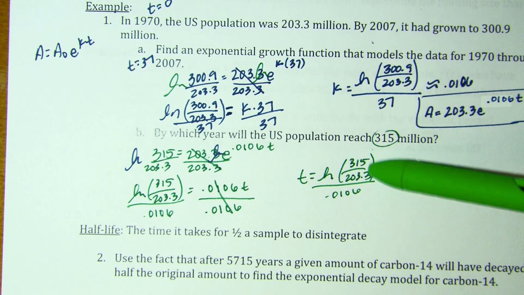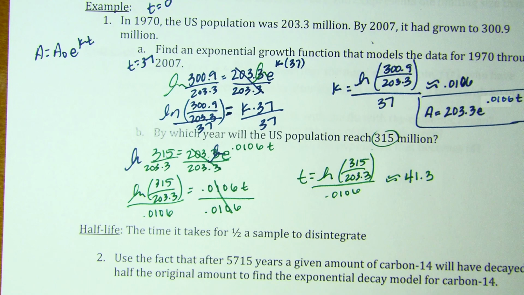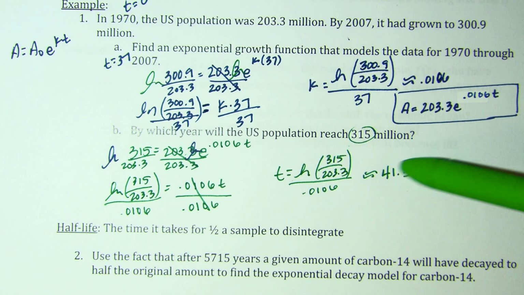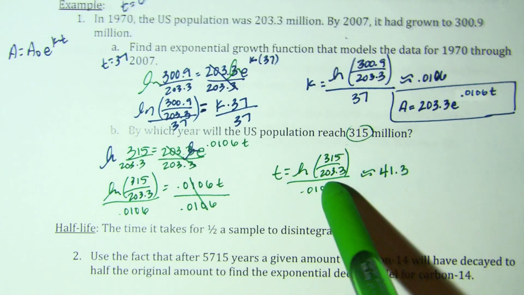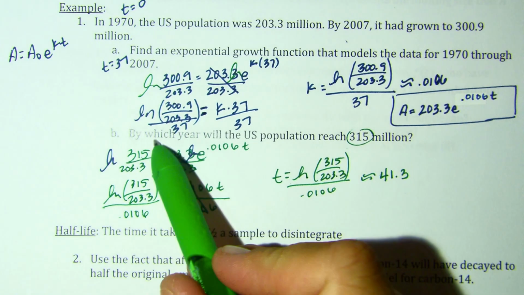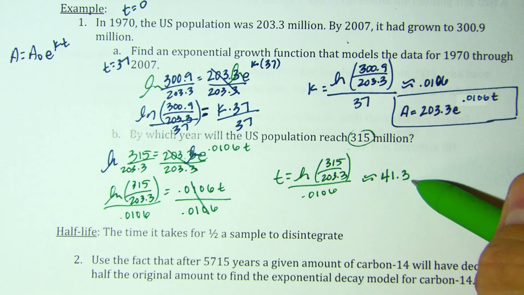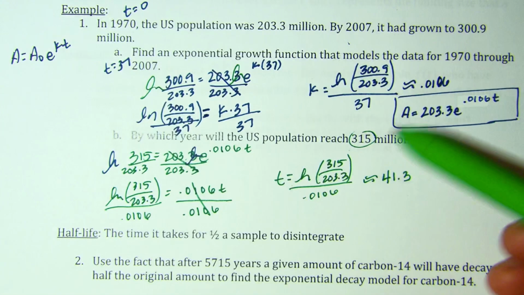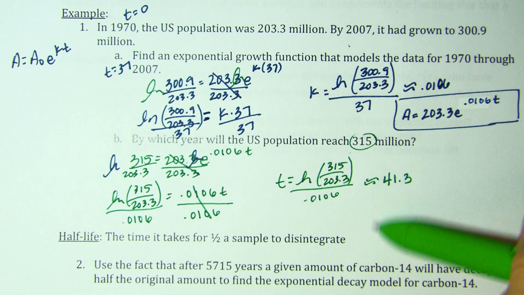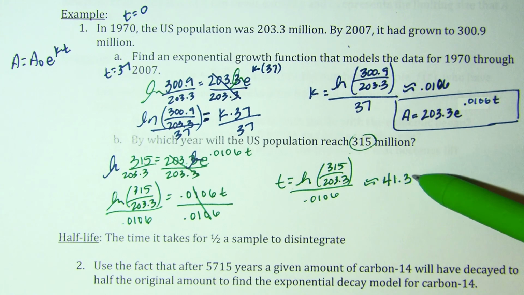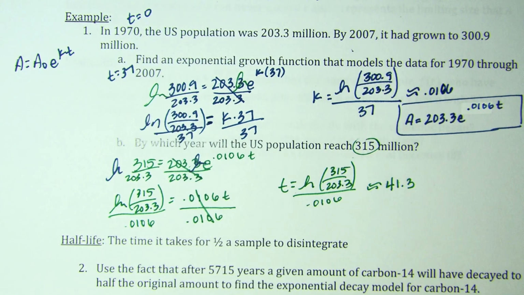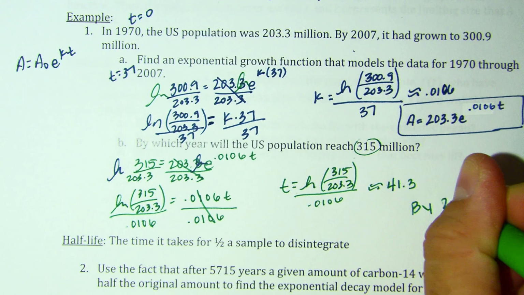Now, first, I want you to write the exact answer in these types of questions too. In part 9 of the videos, I mentioned that I wanted to see your exact answer and your rounded answer. Same thing for the word problems, exact answer and rounded answer. Now, this is not the year. It says by which year. This tells me how many years after 1970. Now, this is 41.3. So after 41 years exactly, it's not quite at 315 million. It would be the following year, which would be rounded to 42 years after 1970. So that would be by 2012.